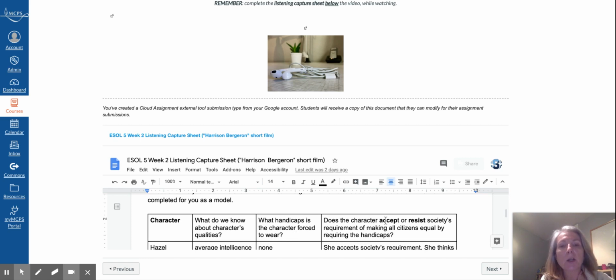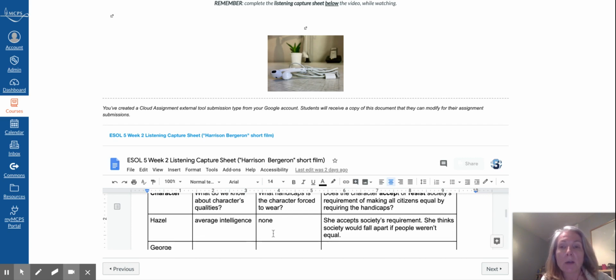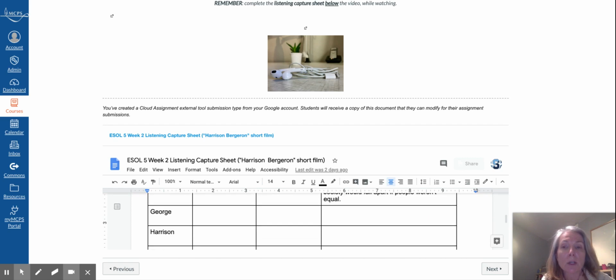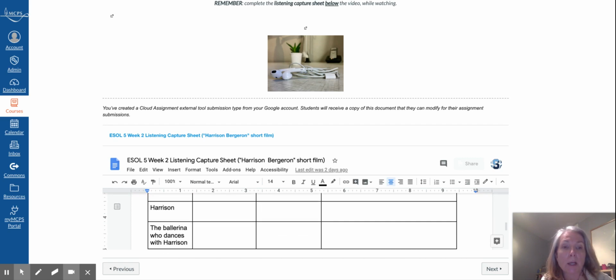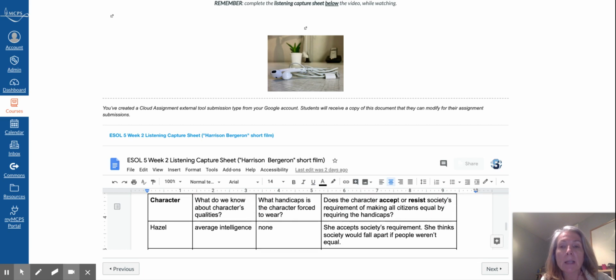And does the character accept, like agree with, or resist and fight society's requirement of making all citizens equal by requiring handicaps? So who are the characters we're talking about? We're talking about Hazel, George, Harrison, and the ballerina who dances with Harrison. So I did Hazel for you, so you could see what I mean. What do we know about Hazel's character?